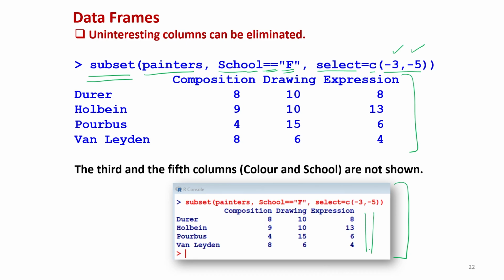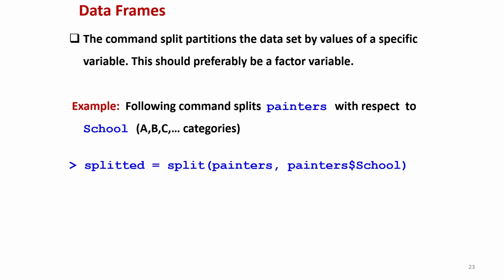Right. So you can see this type of operation can be done, and similarly, if you want to split the data set at some particular categories, then this can also be done. For example, the school here is a categorical variable which is taking the values A, B, C, D, E, F, G, H. Suppose I want to split the entire data set according to the school variable.